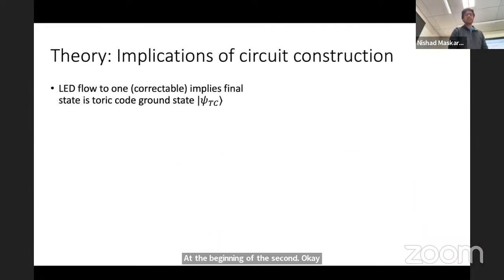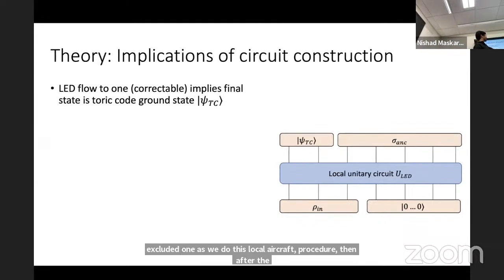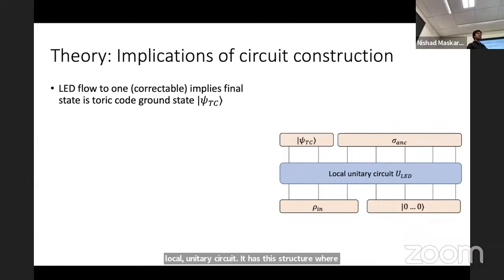Okay, so there are some nice implications of the circuit construction on the rigorousness of this LED procedure, like the fact that we can show that it works. In particular, we can think about the following setting where we have our input state, a bunch of ancillas, and then we apply this local circuit to it. What we can show is that if the state flows to 1, meaning that the Wilson loops flow to 1 as we do this local error correction procedure, then after the local unitary circuit, it has this structure where you've prepared the toric code state, tensor a bunch of ancillas that contain the qubits that were removed during coarse graining, and also the qubits that were involved in the stabilizer measurements.